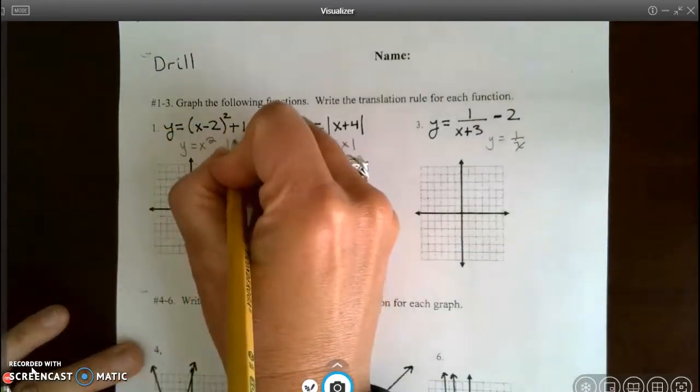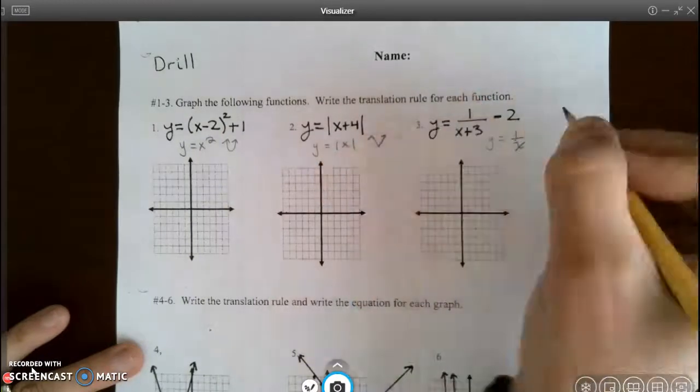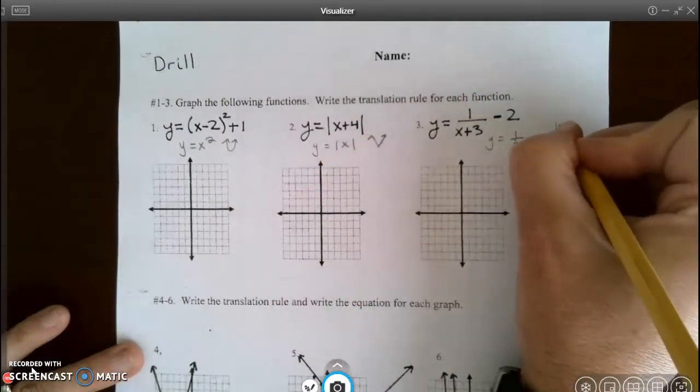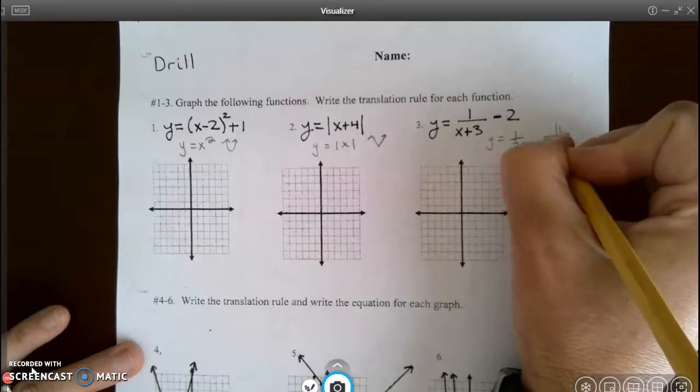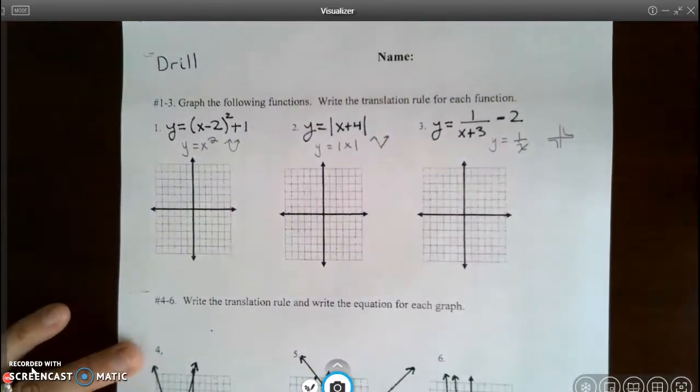This is going to be a quadratic. This is going to be a V-shaped graph. And this is going to be my graph with my two curves in the first and third quadrants. Okay? All right, now I'm going to write the translation rule for each.